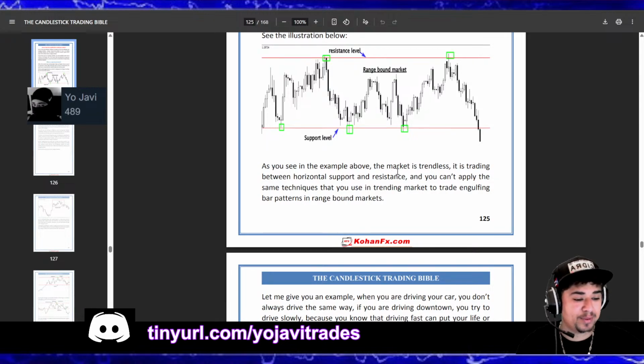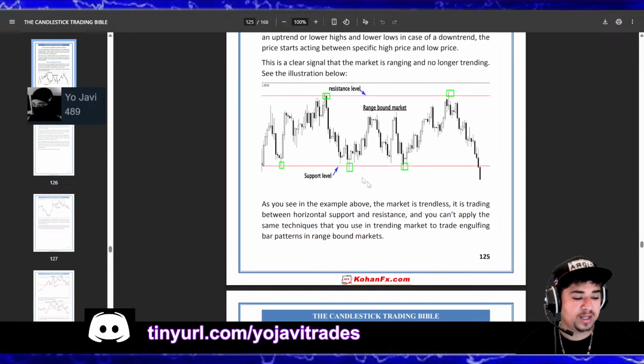As you see in the example above, the market is trendless. It is trading between horizontal support right here and resistance. And you can't apply the same techniques that you use in trending markets to trade the engulfing bar patterns in range-bound markets.